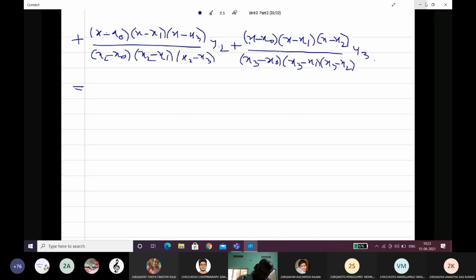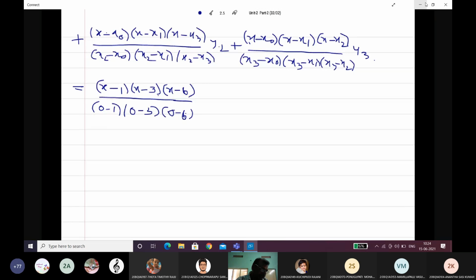It is equal to (x minus 1)(x minus 3)(x minus 6) by (0 minus 1)(0 minus 3)(0 minus 6) into what is the first value? Y naught. Y naught is equal to 18.